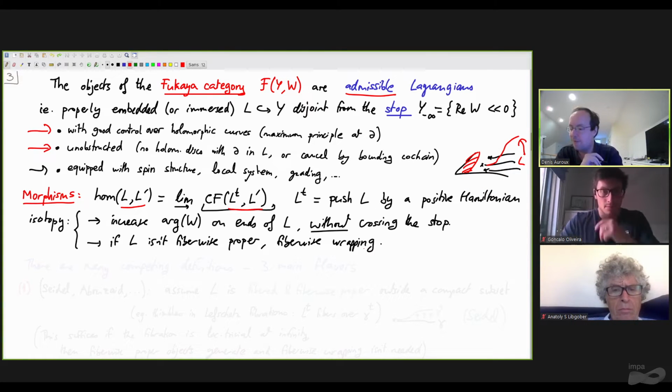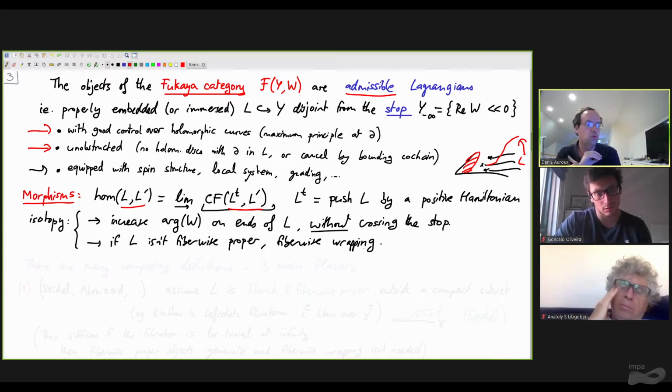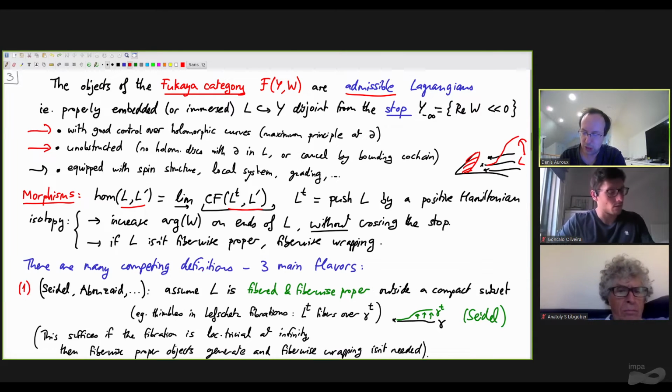But if we have fiber-wise non-compact Lagrangians, then within the fibers of this fibration, we do want to turn on wrapping and push things around and around at infinity. So that's the general principle or wish list. And then there's many different implementations of that.